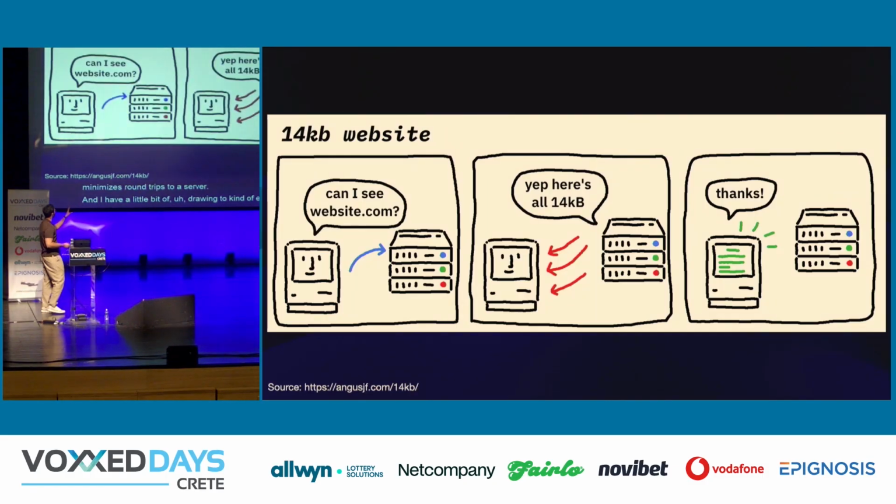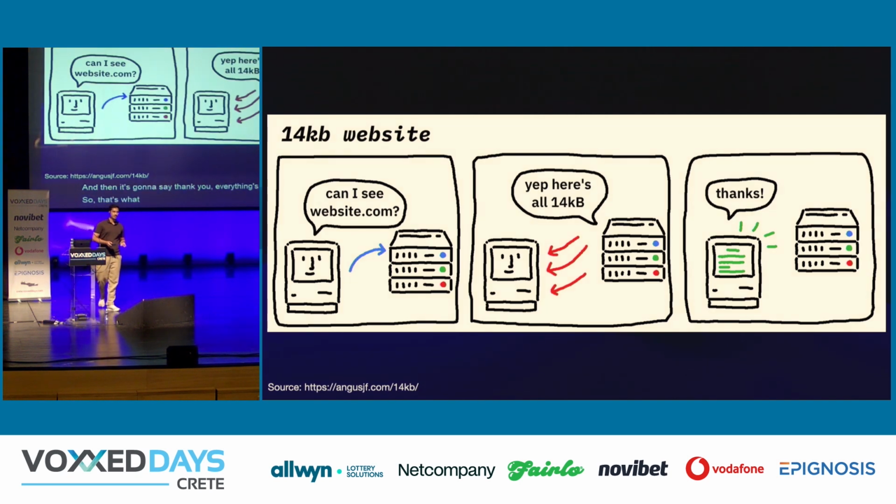And I have a little bit of a drawing to kind of explain what this means. So if you look over here, your computer or whatever your client is wants to request a website from the server, request some information, some data from the server. If it's under 14 kilobytes, it's just going to return the whole thing. And then it's going to say, thank you, everything's rendered, we're very happy about that.